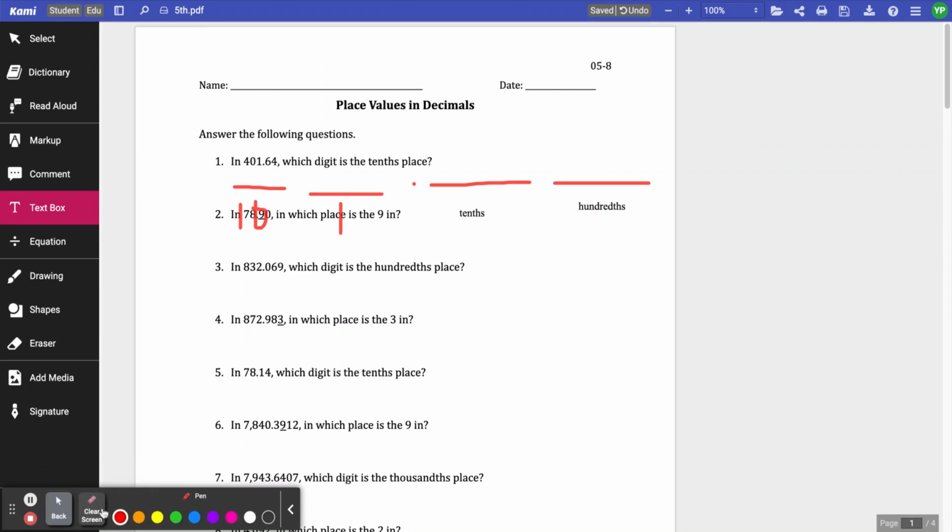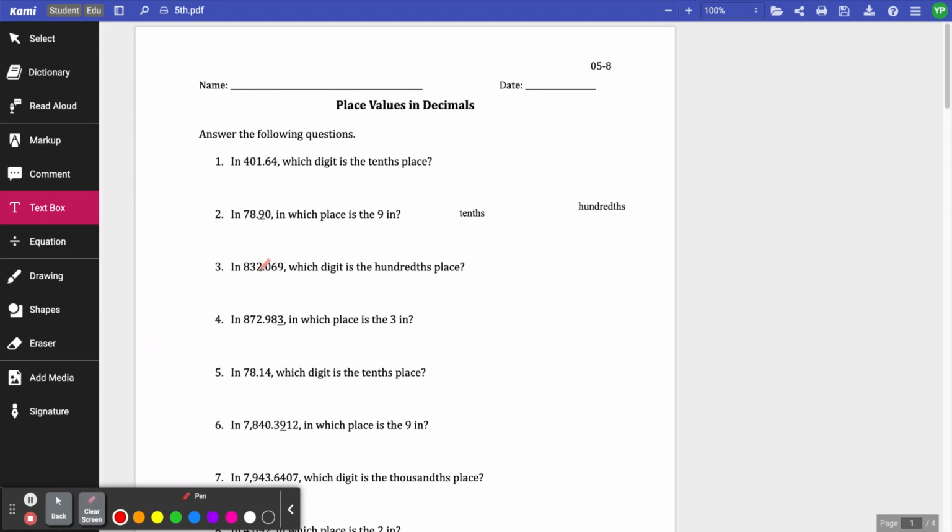Number one asks, in 401.64, what is the tens place? As you can see, it's the one right behind the decimal, so this will be the 6. Number 2 asks, in 78.90, in which place is the 9? The 9 is right behind the decimal, so it's the tens place. So for number 2, it's going to be tens.